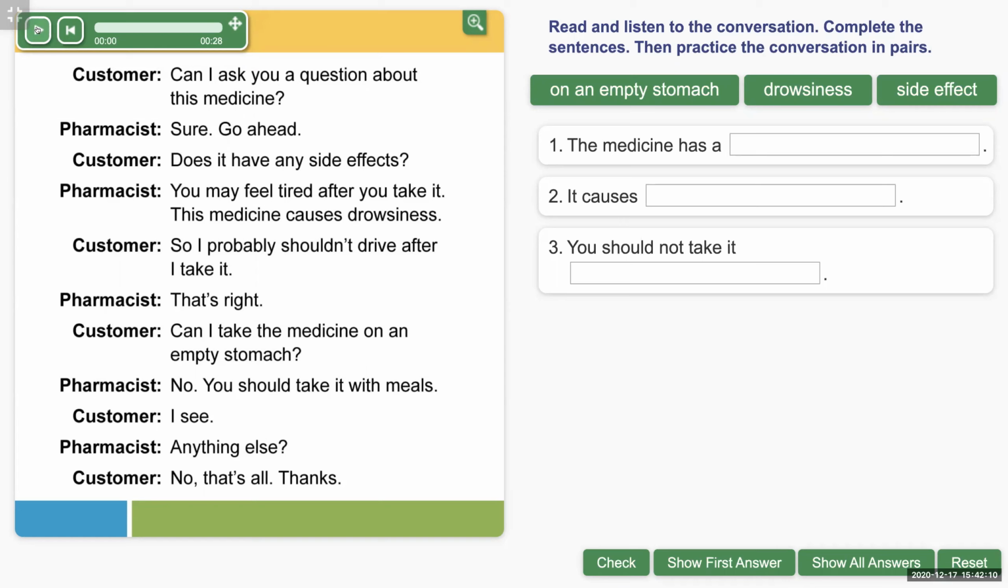Can I ask you a question about this medicine? Sure, go ahead. Does it have any side effects? You may feel tired after you take it. This medicine causes drowsiness. So I probably shouldn't drive after I take it. That's right. Can I take the medicine on an empty stomach? No, you should take it with meals. I see. Anything else? No, that's all. Thanks.